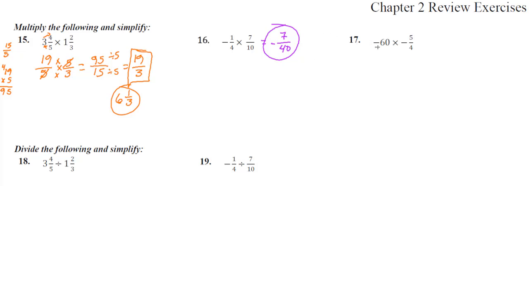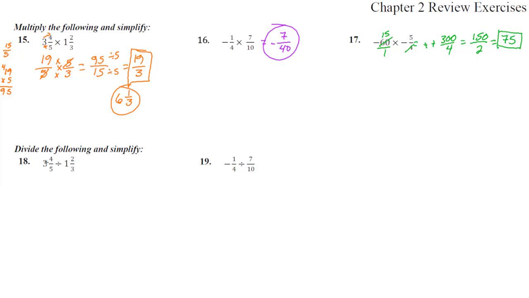Number 17. So this is 60 over 1, which means we're multiplying straight across, so we would get 300 divided by 4. Negative times negative would be positive. So 300 divided by 4, we could divide top and bottom by 2. We get 150 over 2. Divide top and bottom by 2 again, and we get 75. Now notice up here, we could have done this ahead of time. 60 and 4, that leaves a 15. 15 times 5 would be 75.